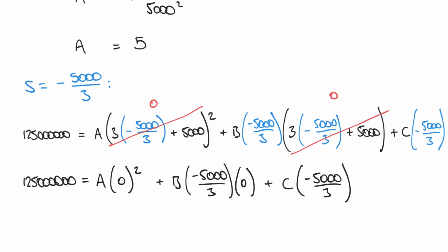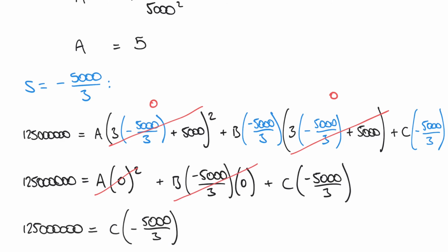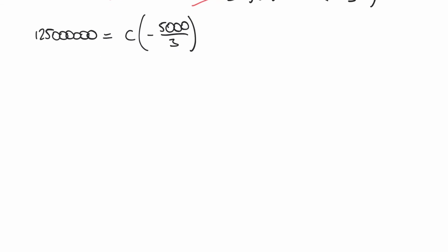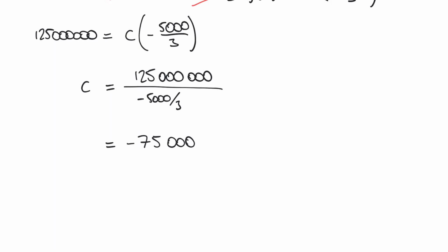And we end up with just the C term because the A term has cancelled to 0 now. We're multiplying by 0. The B term is multiplied by 0, so that disappears. We're just left with the C term here. And so don't panic if the original formulation looks very nasty. You'll see here it very quickly cancels down. We have 125 million equals C multiplied by minus 5,000 over 3. And so we can do a little rearrangement here. We can say C equals 125 million divided by minus 5,000 over 3. I don't really like the nested fraction here, but either way we get a result here of minus 75,000.